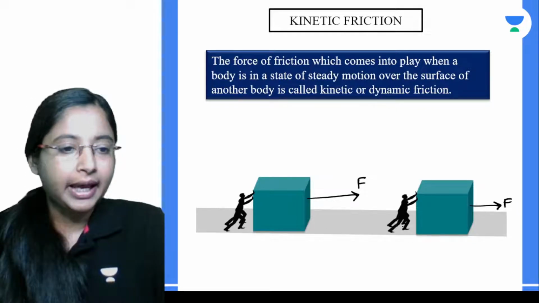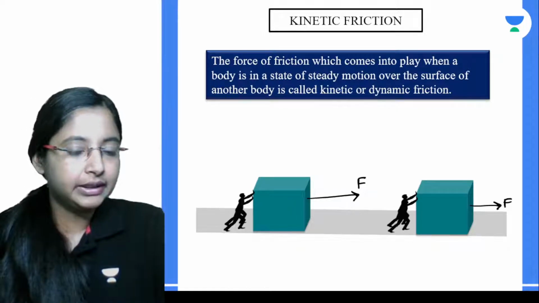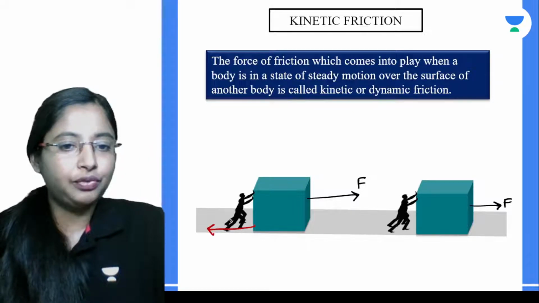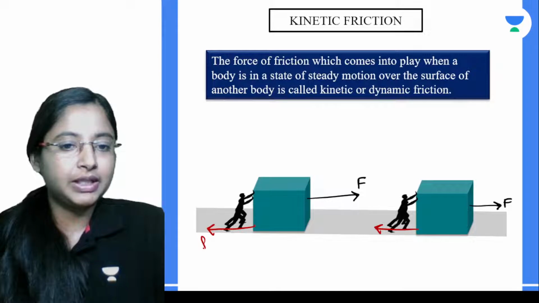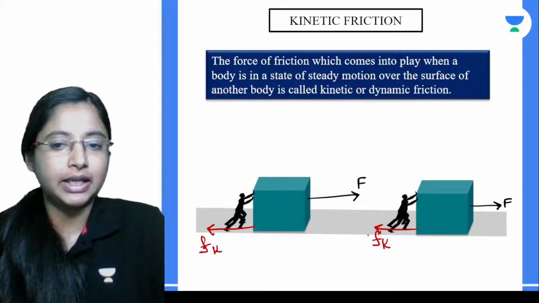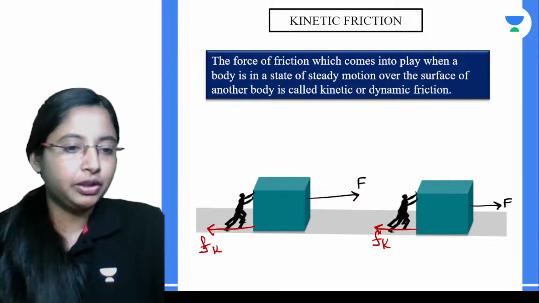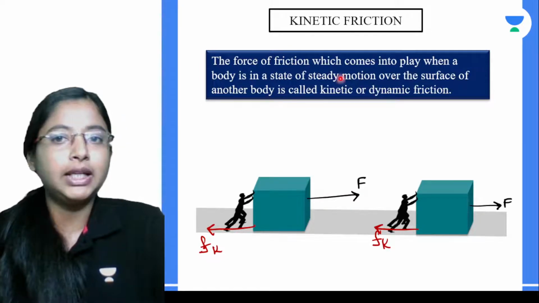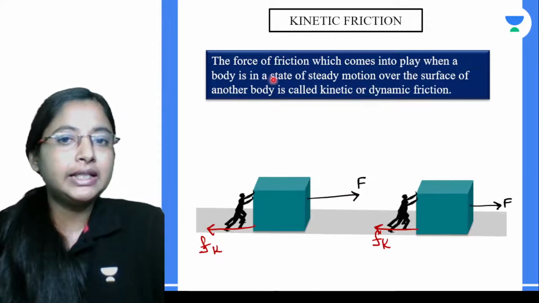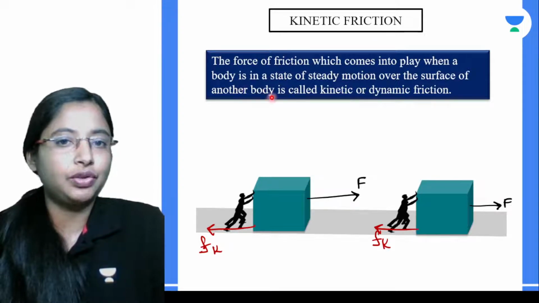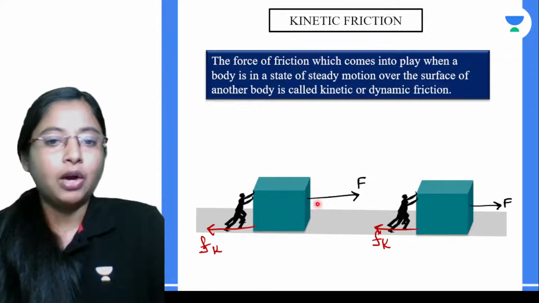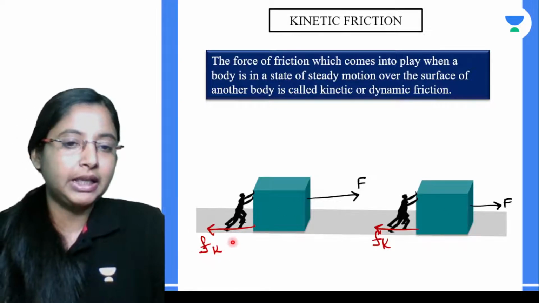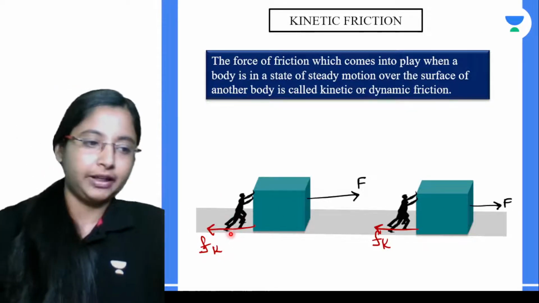In this case again there is a frictional force that exists, but this frictional force acts in the opposite direction, and this force is basically kinetic friction, or we call it dynamic friction. It is the force of friction that comes into play when a body is in a state of steady motion over the surface of another body. So when an object is actually moving, what comes into the picture is kinetic friction.